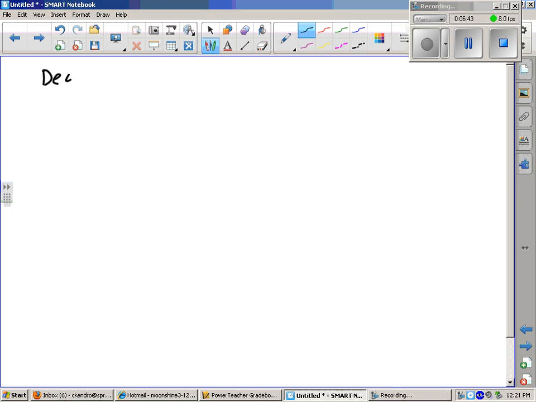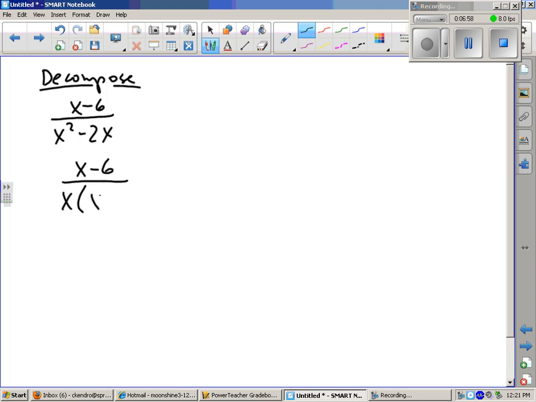So the directions are just to decompose. So I have x minus 6 and then x squared minus 2x. The bottom is not factored, so that's the first thing you need to do. x minus 6 stays here. I'm going to take an x out front. I'm left with x minus 2. Now I see I have two parts. This is where I put the placeholders in. A over x, B over x minus 2.